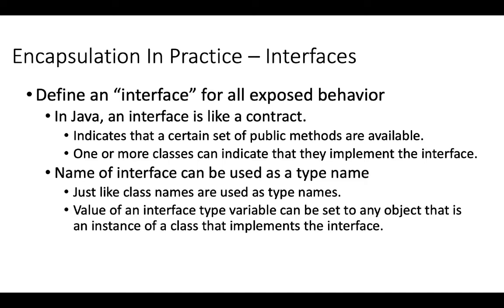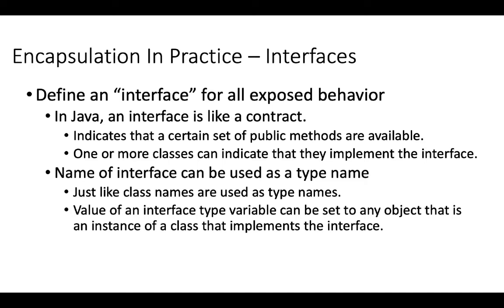It basically just defines that a particular object can be called or implements this interface if it provides these methods, right? So it's just a list of public methods that are available. And you can write one or more classes that implement a specific interface. That way you can have more than one way of implementing a particular interface.